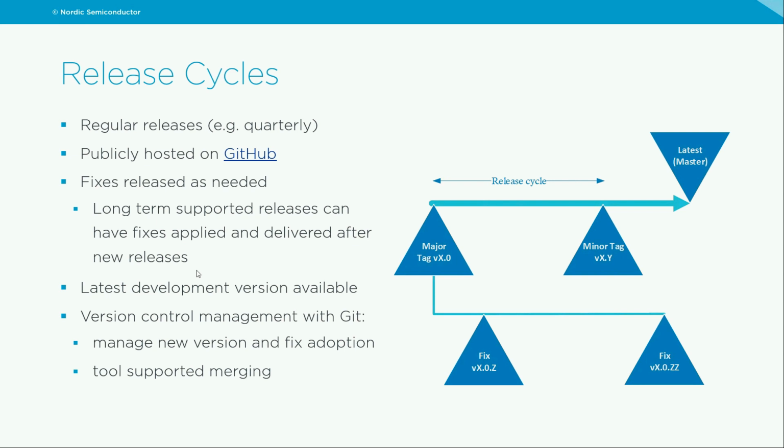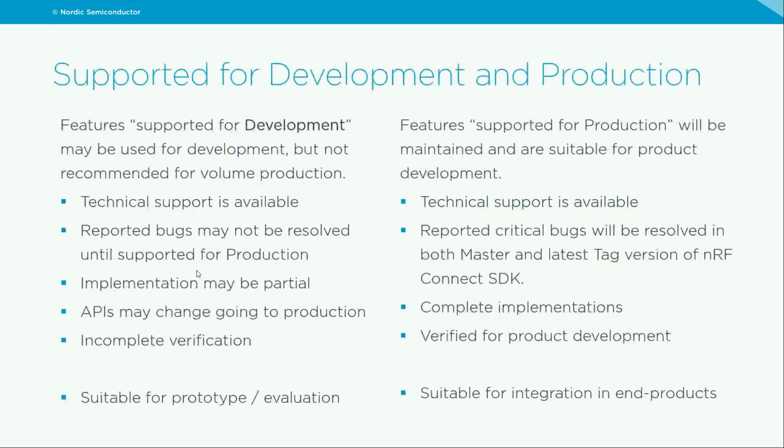And yeah, the latest, the master, you can see on the right-hand side of that figure, that is always the last up-to-date version of the nRF Connect SDK. So that is where the developers are often found committing changes. Yeah, and the latest development version is available. And like I said, the version control management is done with Git. So that's how you can manage new versions. And the tool Git also supports merging if you need to do that.